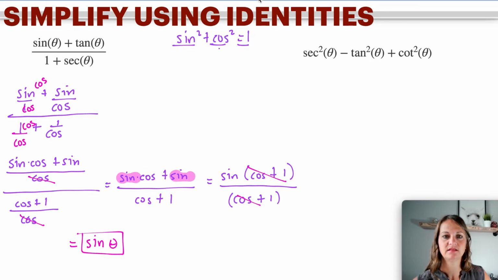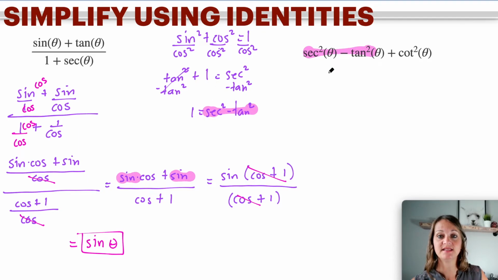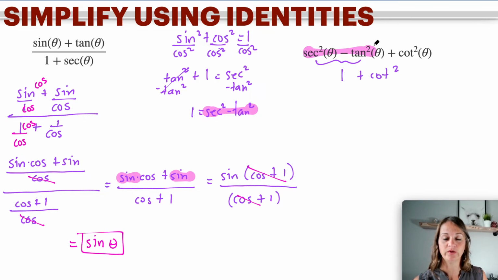So instead, I'm going to divide everything by cosine squared. I'll be left with tangent squared plus 1 equals secant squared. Okay, that gives me something that almost looks like this. I have secant squared and tangent squared on the same side, so I need to subtract tangent squared on both sides, leaving me 1 equals secant squared minus tangent squared. Well, this secant squared minus tangent squared is the number 1, so I'm going to replace this with the number 1 and then bring down cotangent squared, which, again, I believe is an identity.